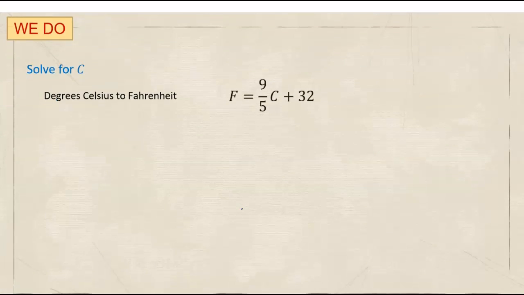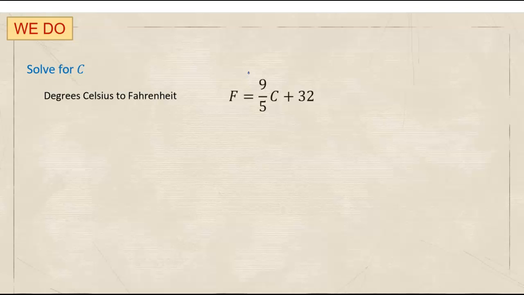So let's look at another one. Now this is the equation for converting degrees Celsius to Fahrenheit. These are both ways of measuring temperature that are used in different parts of the world. In the US, we typically use Fahrenheit in most places. In a lot of other places in the world, they use Celsius, in Europe and other places. So this is the formula you can use to convert degrees Celsius to Fahrenheit. And they want us to solve for C.